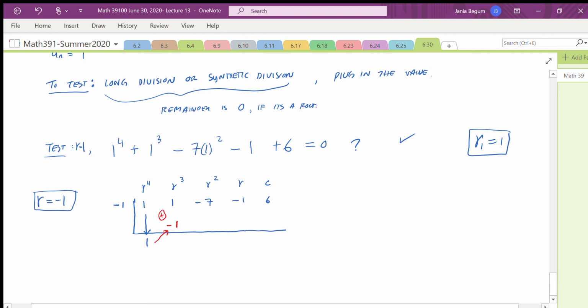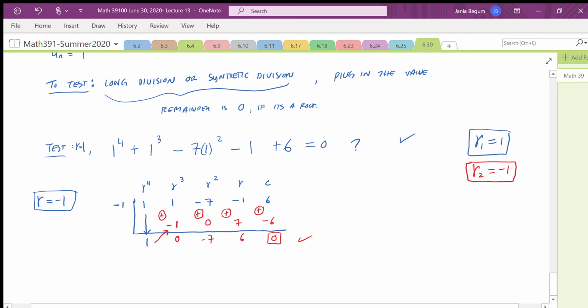So 1 times -1, that's -1; add them up, you get 0. Now you repeat: -1 times 0 is 0, and then you add them up, you get -7. Then -1 times -7, that's +7. Add them up, you get 6. 6 times -1 is -6. Add them up, you get 0. So if the remainder is 0, it's a root, right? So we found the second root. R2 is equal to -1. So there you go, you have 2 roots.